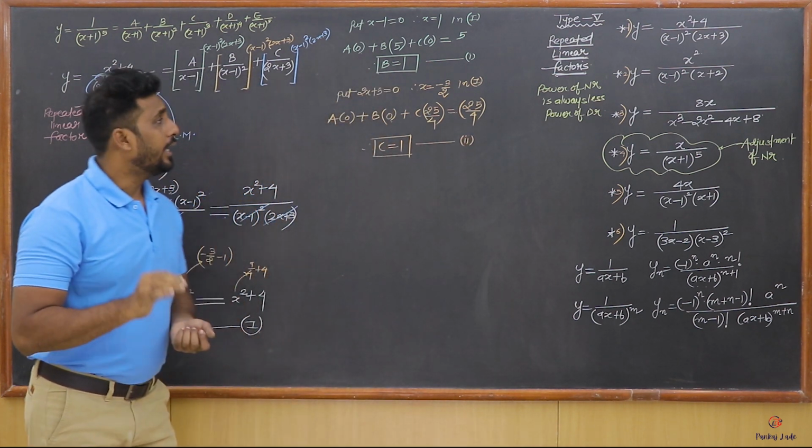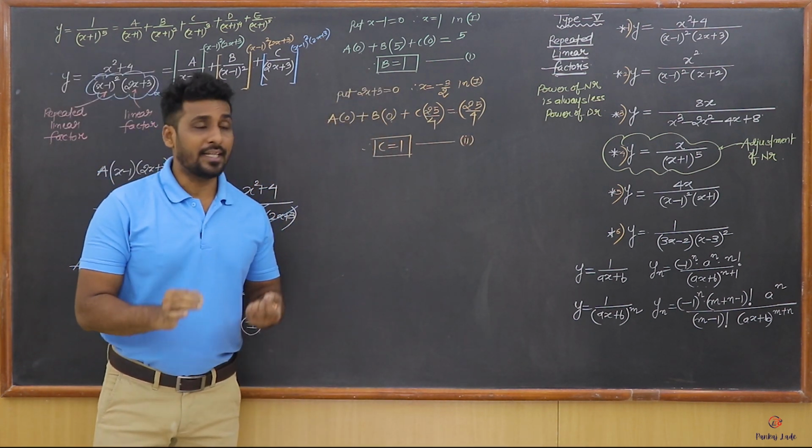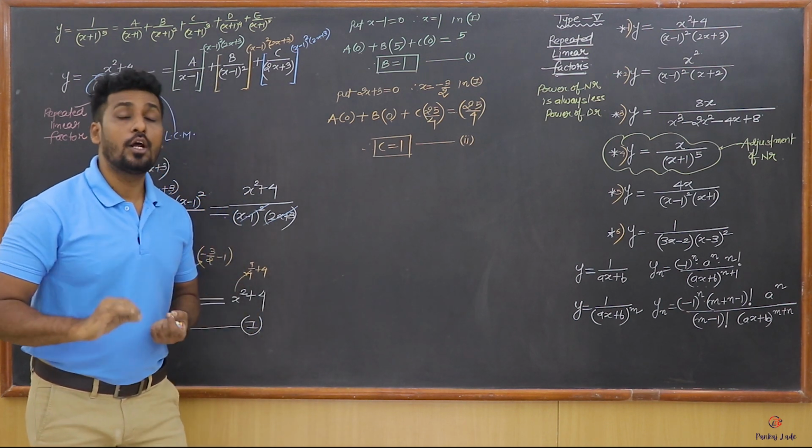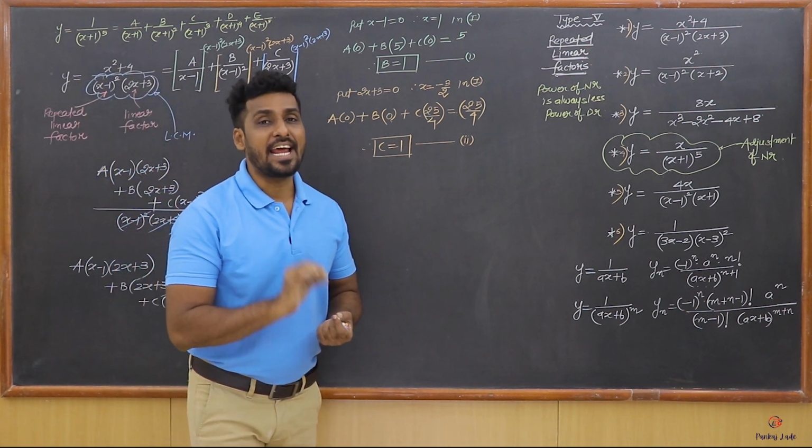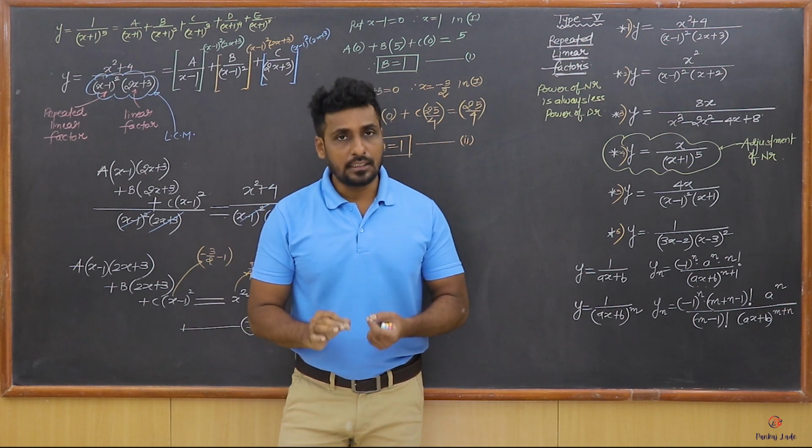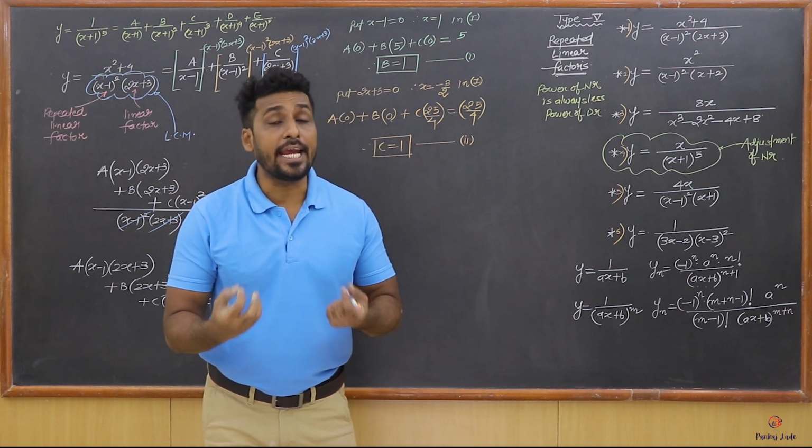So you can observe, in the first relation I've got b is equal to 1. In the second relation I've got c is equal to 1. Which constant is still left? Still left is a, isn't it? I need to evaluate the constant a also.